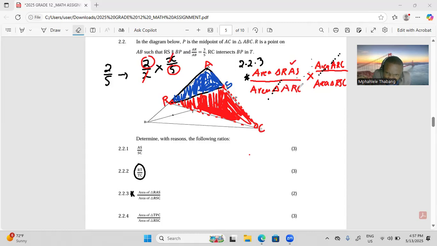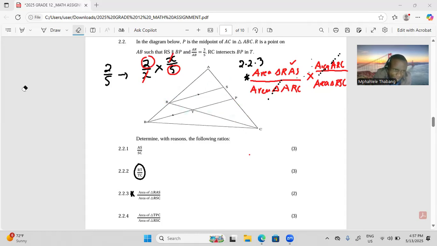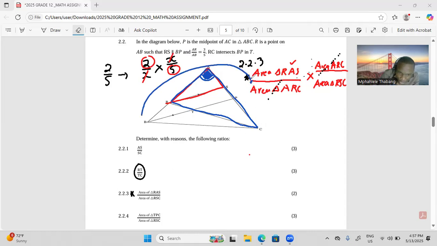Now, look at the triangle RAS and the triangle ARC. I'm going to erase everything. They have a common angle, which is angle A. So I'm going to see this angle as my included angle. So when I calculate the area of triangle RAS, I will need a space. Guys, let me just take this information from here to here.